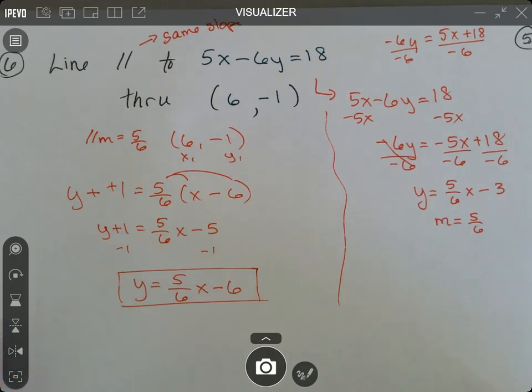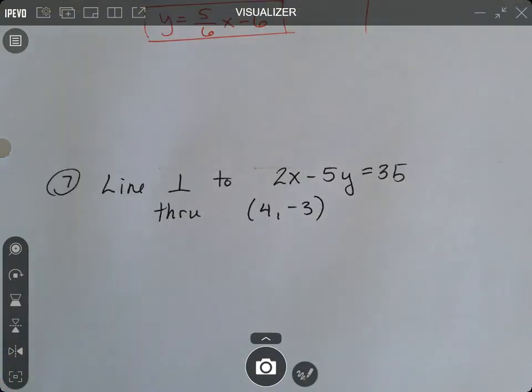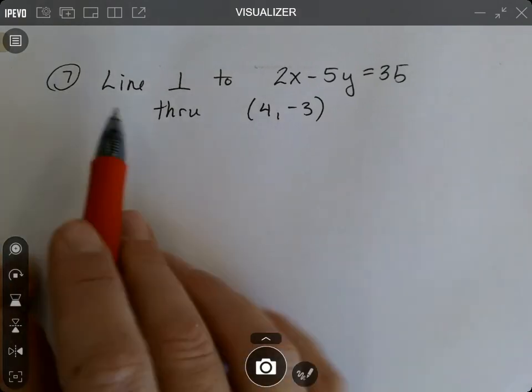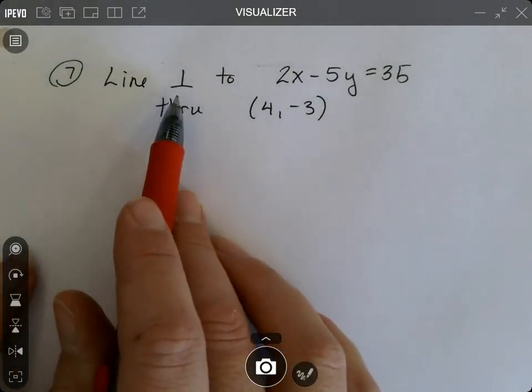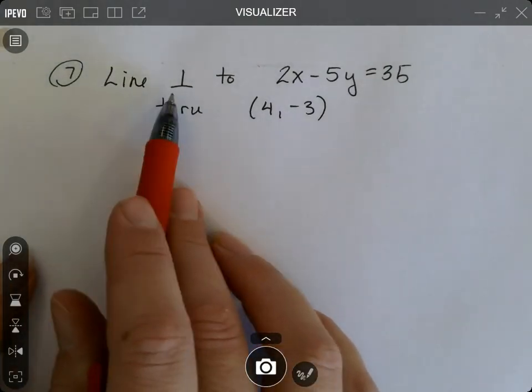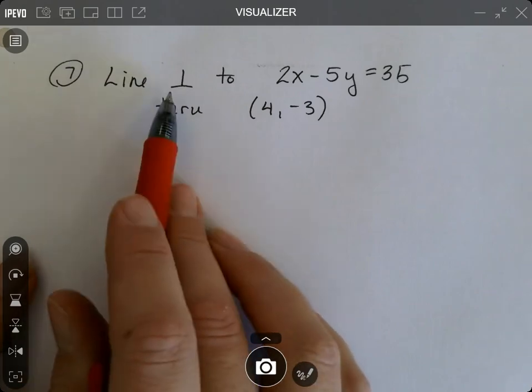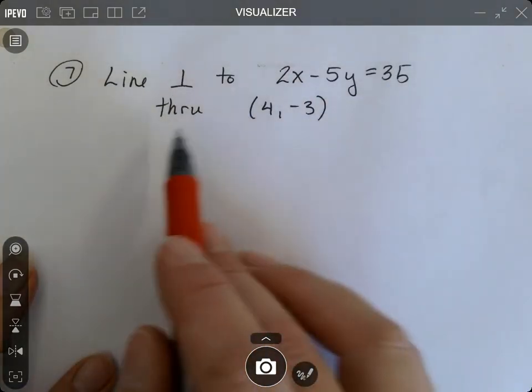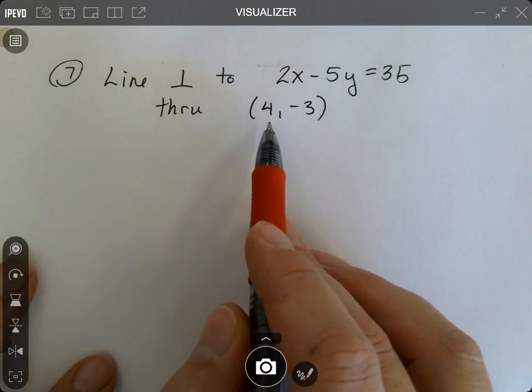Okay, wait. Why do we do all this? Now I want the line to be, what's this symbol? I want it to be perpendicular to this equation, and I want it to go through the point 4, negative 3.